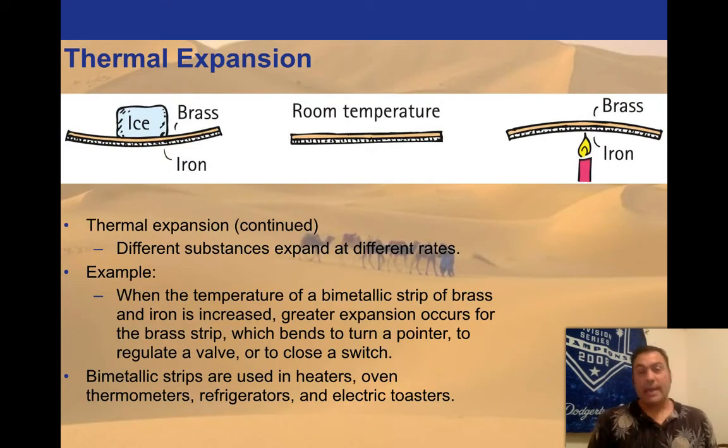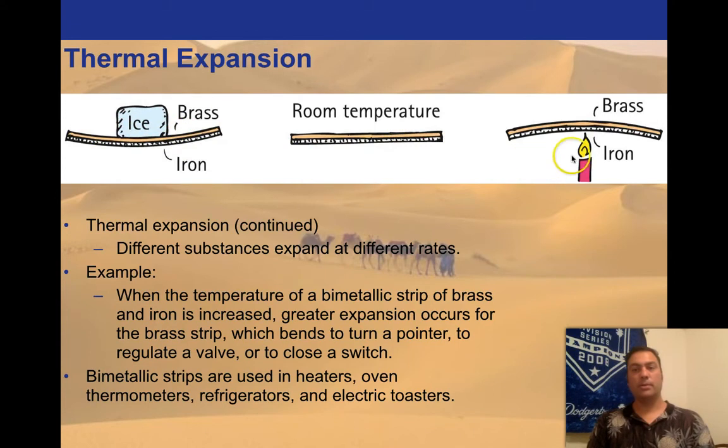So we could take advantage of this for a couple of different things. You can have two substances that expand at different rates. So say at room temperature, you take these two pieces of metal, brass and iron, and it turns out brass has a greater expansivity than the iron does. And so if you put ice on it, the brass is going to contract more than the iron will, and so the whole thing will arch up this way.